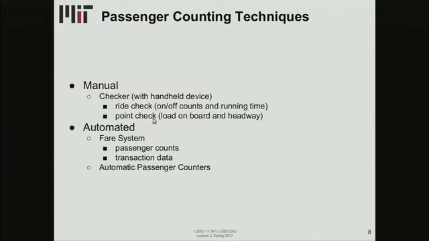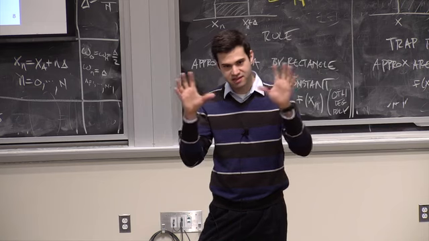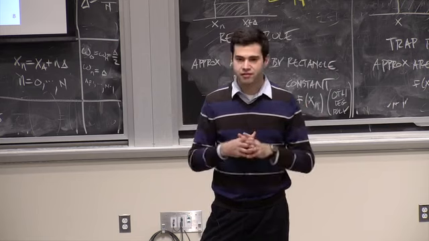Point checkers stand outside of the vehicle. They stay at a specific place, and they can look at headways between buses, so how long did it take between each bus to come by, and how loaded were these buses. So if you're interested in the peak load point, and you know where the peak load point is, and you just want to observe and measure what the loads are at the peak load point, then you can just station a point checker at the peak load point, and that person, if trained, will be able to more or less say how many people are in the vehicle from looking at the vehicle.